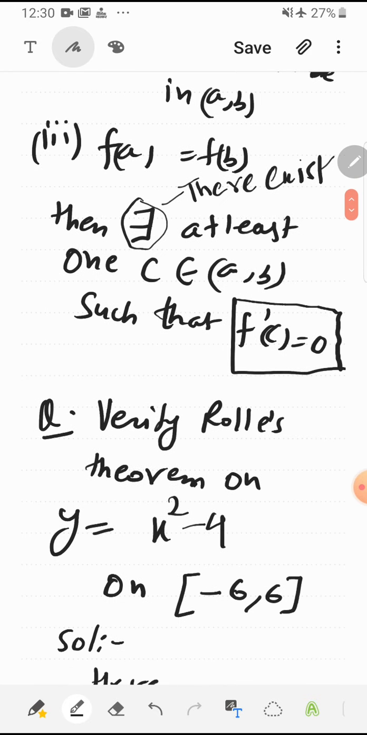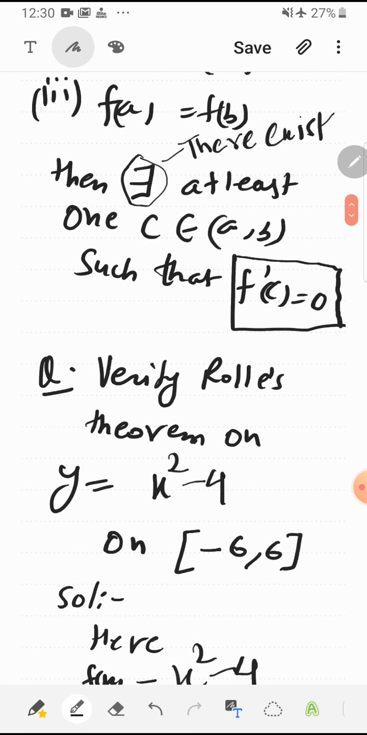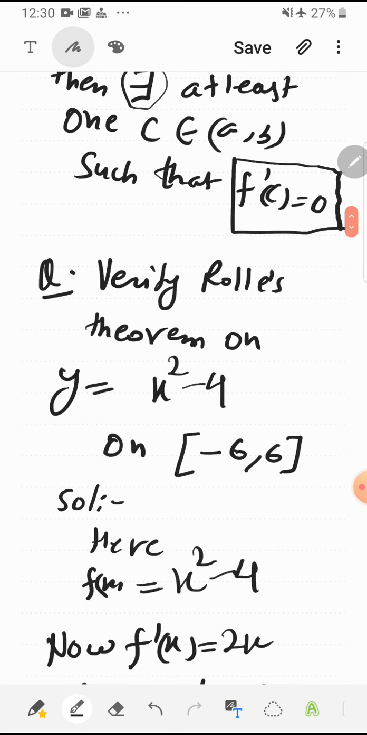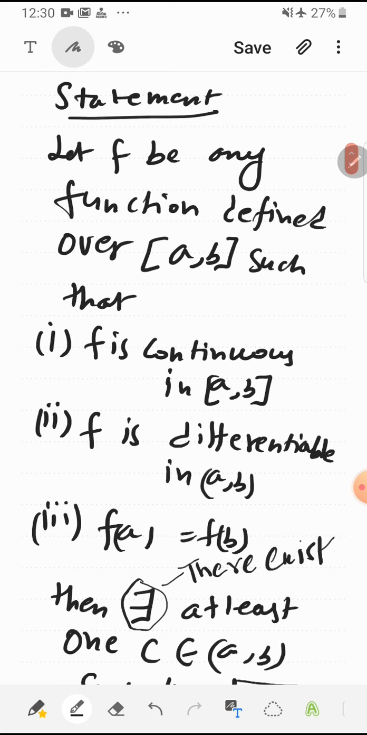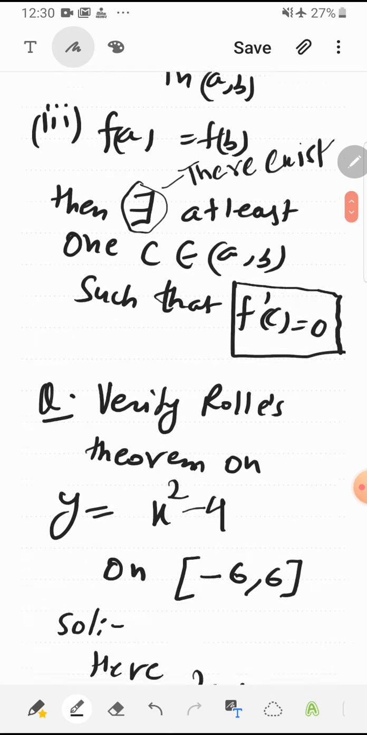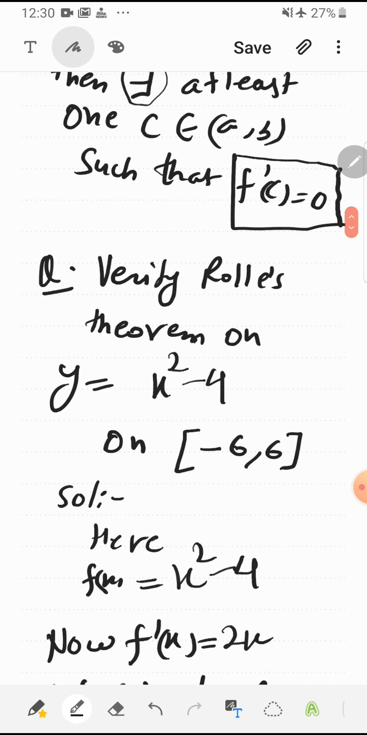Now let us apply this theorem on a function y is equal to x square minus 4. Here we have to apply three conditions of Rolle's theorem. Now these three conditions, that it is continuous, differentiable and f of a is equal to f of b, it is not necessary that you have to apply these three conditions in the same order. You can check any condition in any order, like you can check third condition at first and then followed by second or first. So what I am doing, I am checking second condition, differentiability.